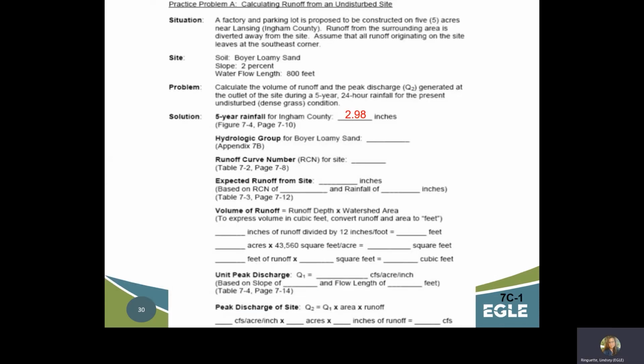Let's go back to our original problem and enter 2.98 inches of rainfall as shown in red font on this slide. Please note that we will be rounding this number up later in order to use the value in another table. The next question is to find the hydrologic soil group for Boyer loamy sand. Please refer to Appendix 7B, Hydrologic Soil Groups for Michigan Soils, to find the soil type for Boyer loamy sand.